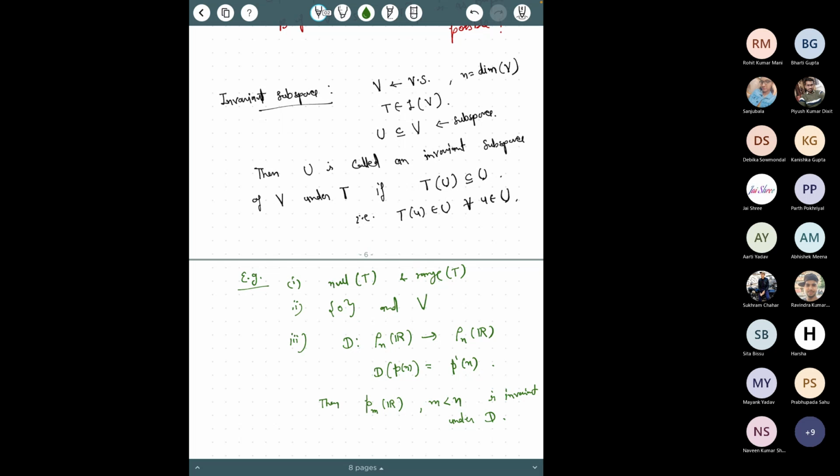Sir, why not equal to n? Equal will also be possible, equal is trivial. Yes, sir, equal will also be possible, that is trivial. So yeah, you are right.